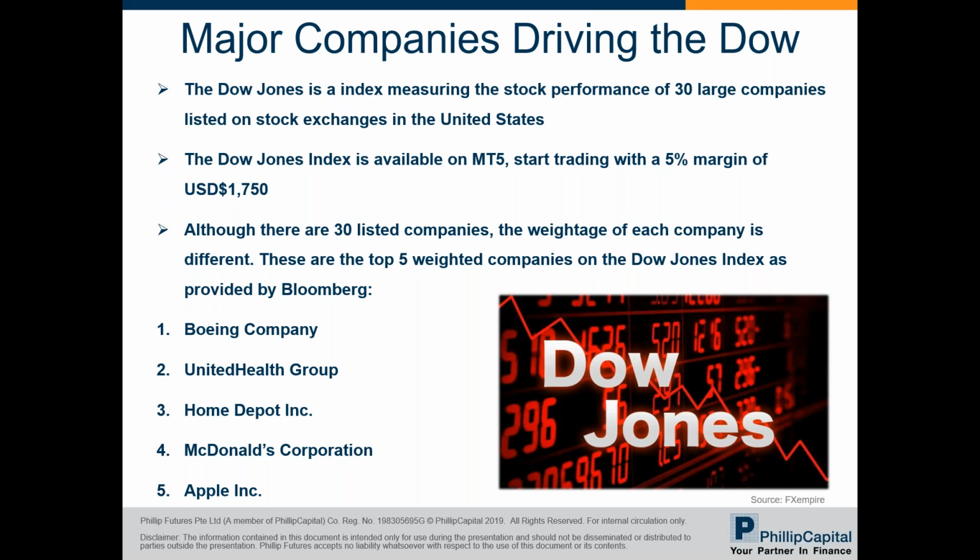The Dow Jones index is available on MT5. So start trading with 5% margin. Normally, let's say now the price is close to 35,000. Usually you will need 35,000 to go and buy one Dow Jones index. That is a lot. I feel that is a lot of money, a lot of capital to start with.